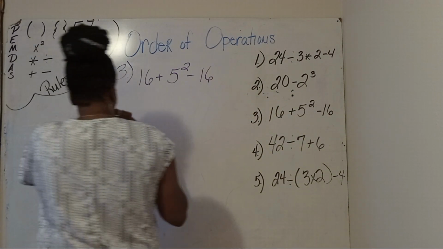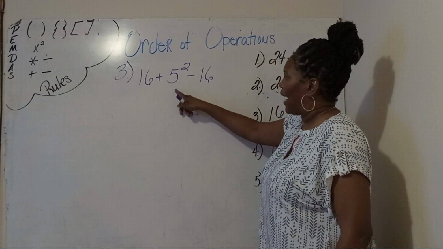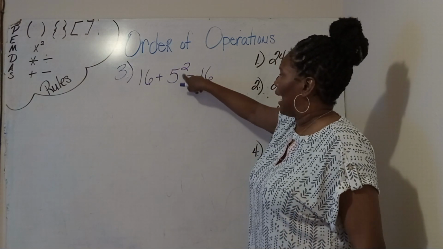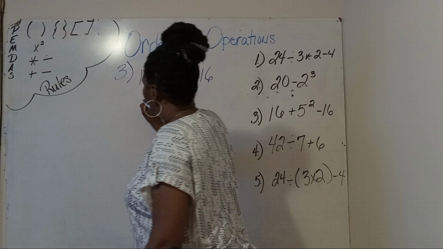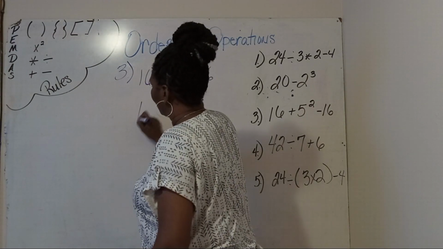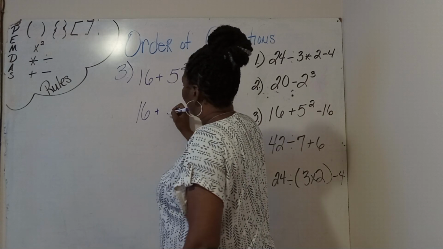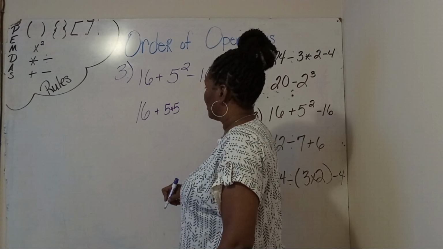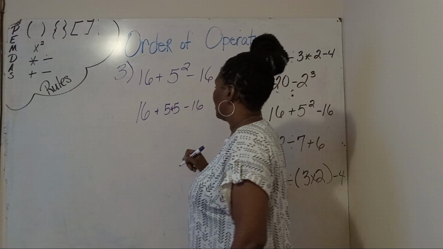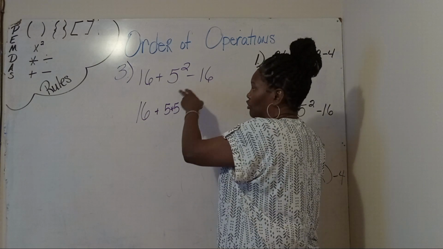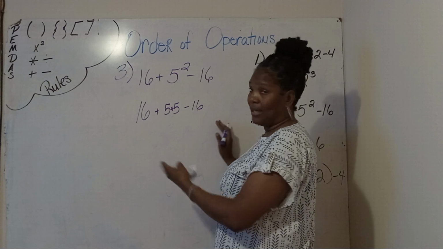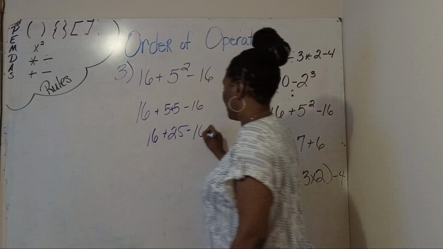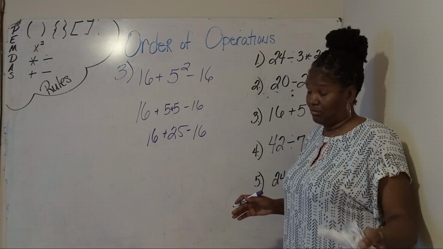Okay, so we have 16 plus 5 to the second power minus 16. Order of operations says I do exponents first. So what I'm going to do is bring this stuff down. 16 plus, this is 5 to the second power, or 5 times 5. That's what that means, okay? Equals 16 minus 16. Now, since you know what 5 times 5 is, I'm just writing it out. You don't have to write it out. You could have said 16 plus 25 minus 16, because that's all that means.